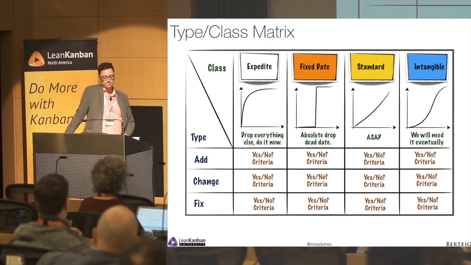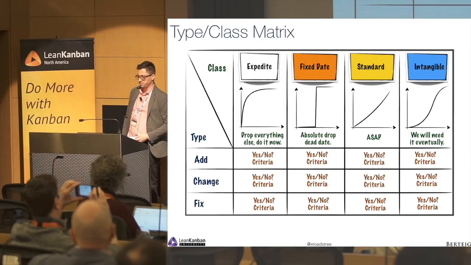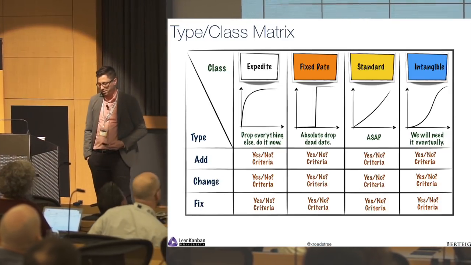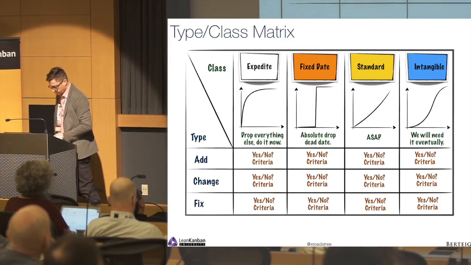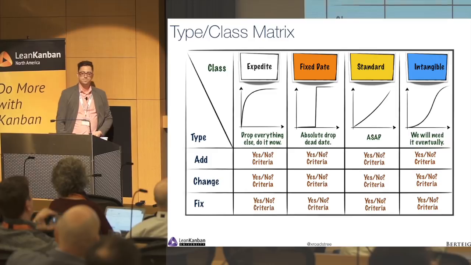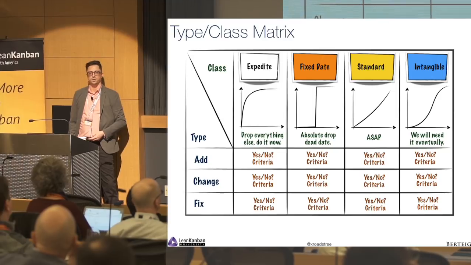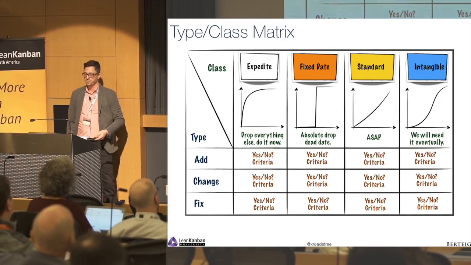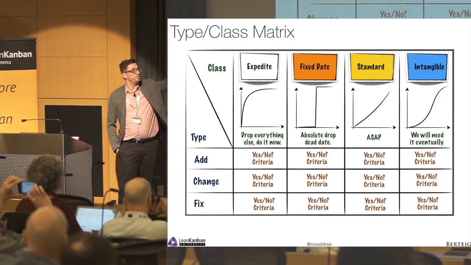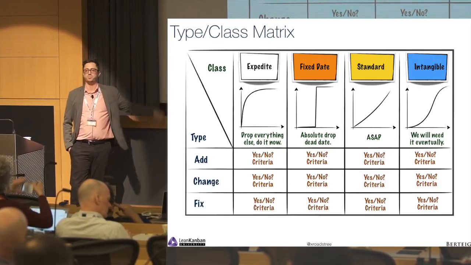I think this is the last one. Type class matrix. A student of mine came up with this, just intuitively. I said, okay, you need to figure out your work types and the classes of service. So she just went and did this. Threw up this matrix on the whiteboard. And I was like, wow, that is brilliant. Right? Just fill it in. Does this class of service apply? If so, what's the criteria? What's the SLA on that? If it doesn't apply, just put an X there.